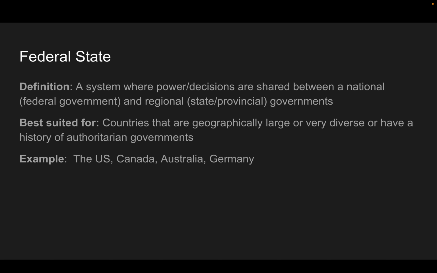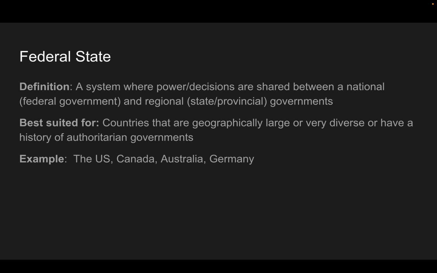Okay, so Canada, massive, Australia, massive, Russia, US, these places are massive and very diverse. It would be impossible in some of these places to have a central government making all the decisions and trying to make those decisions uniform across the states.